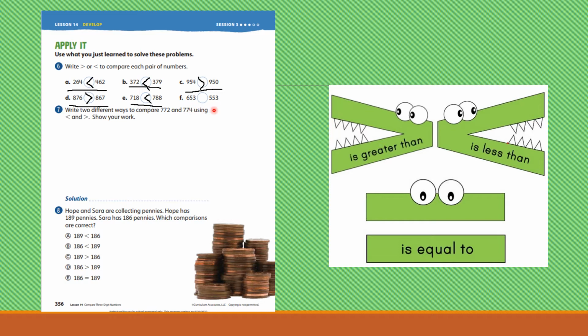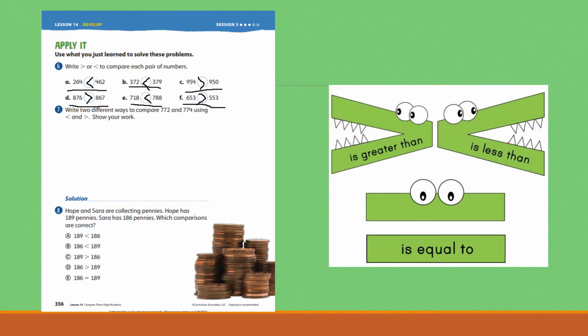653 and 553. Let's compare the hundreds first. 600, 500. I know that 600 is greater than 500. My alligator mouth is open to the bigger number, and I read that as 653 is greater than 553.